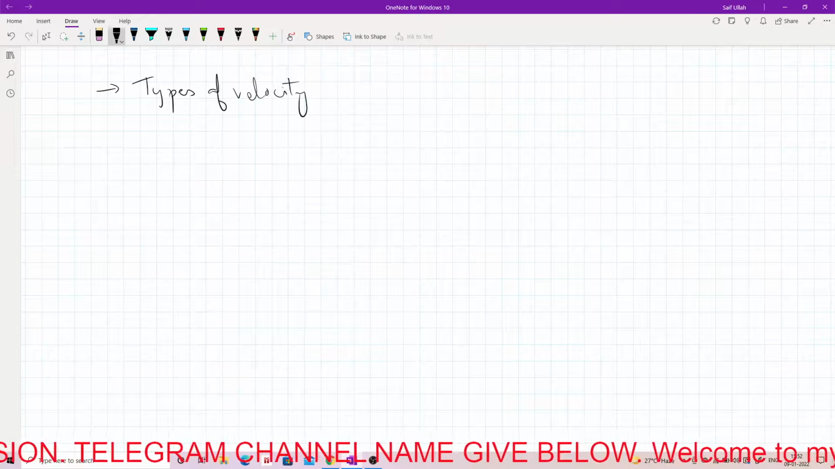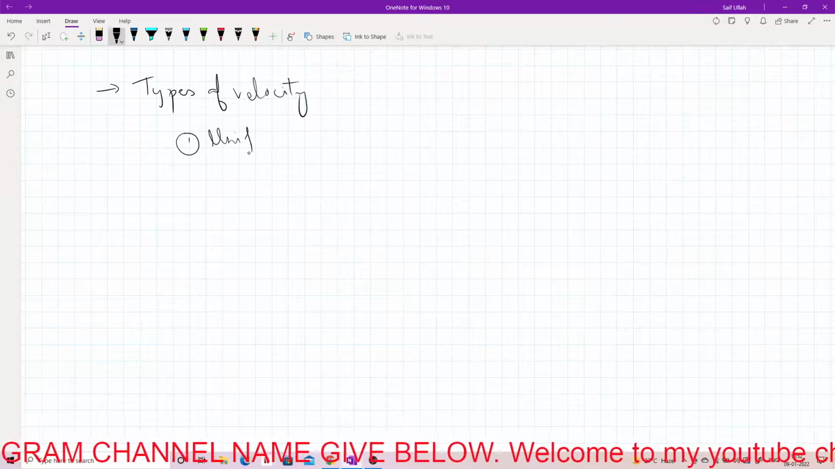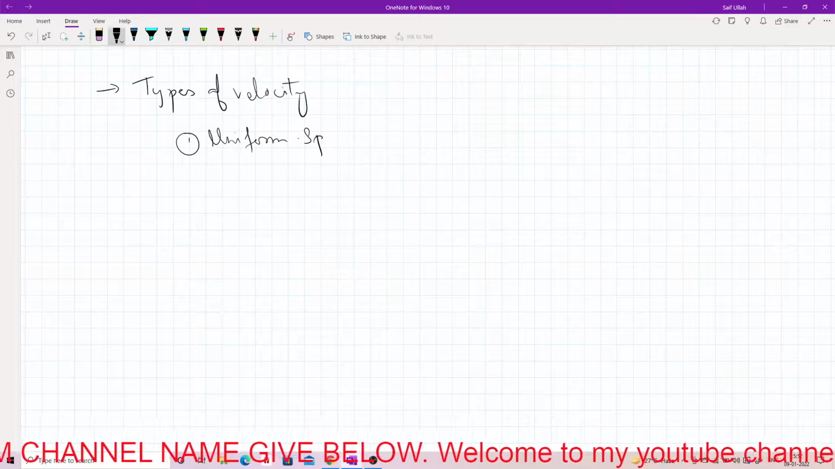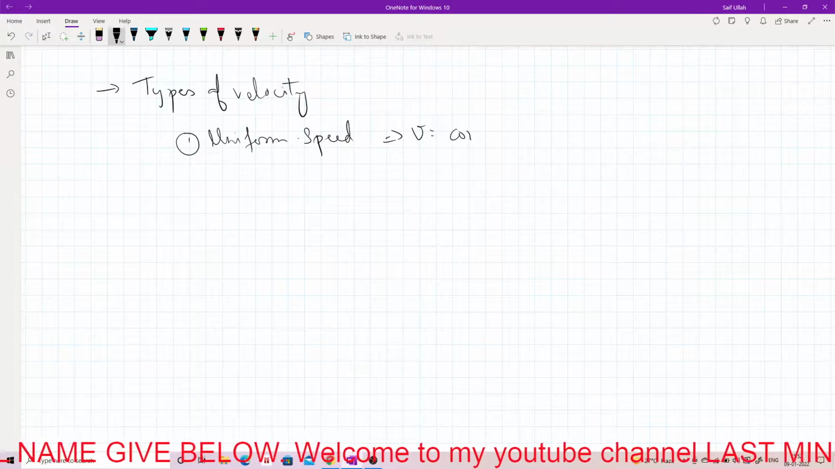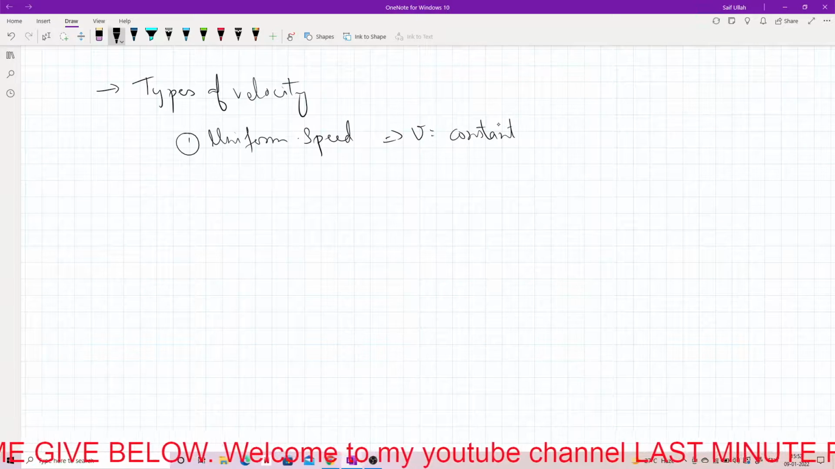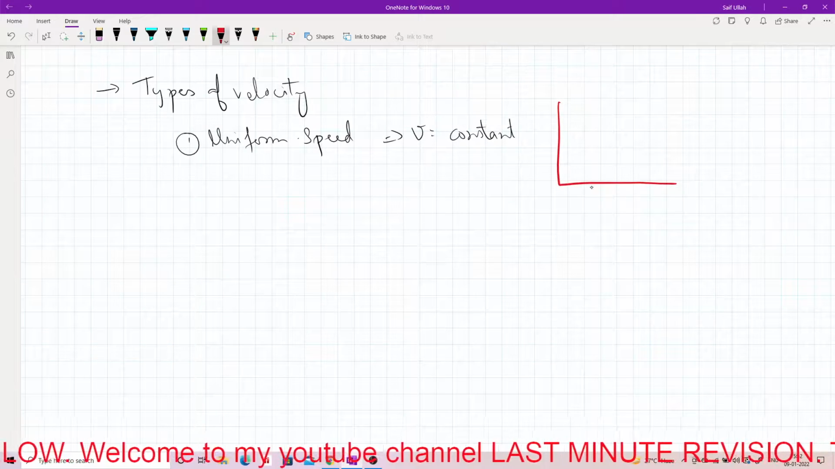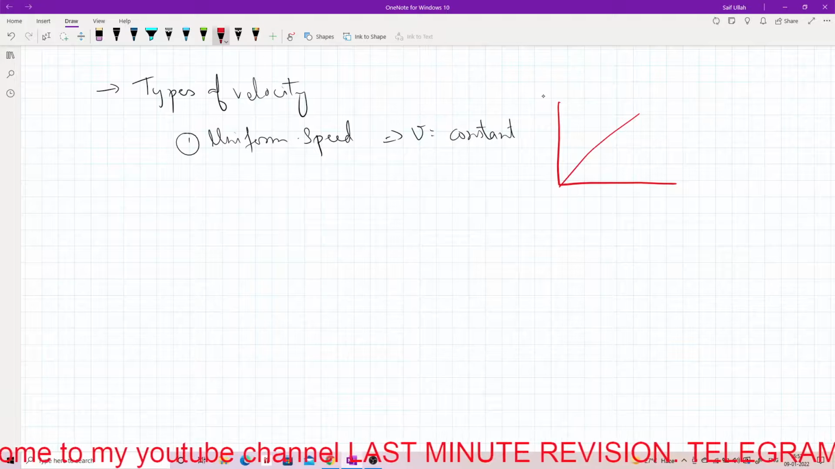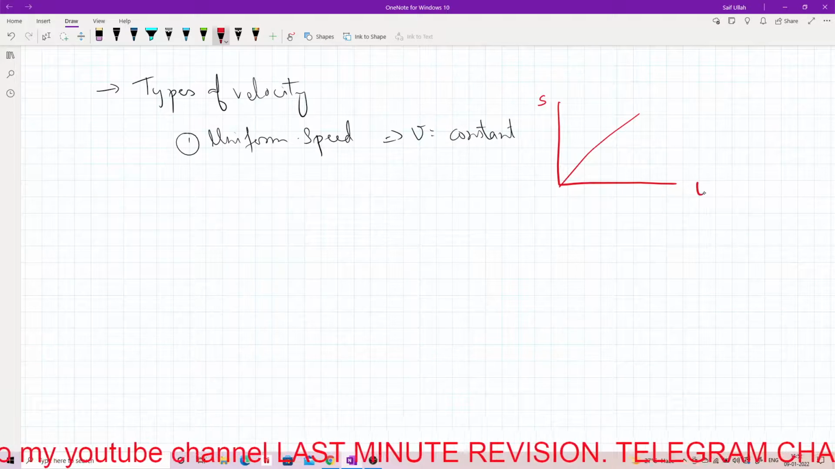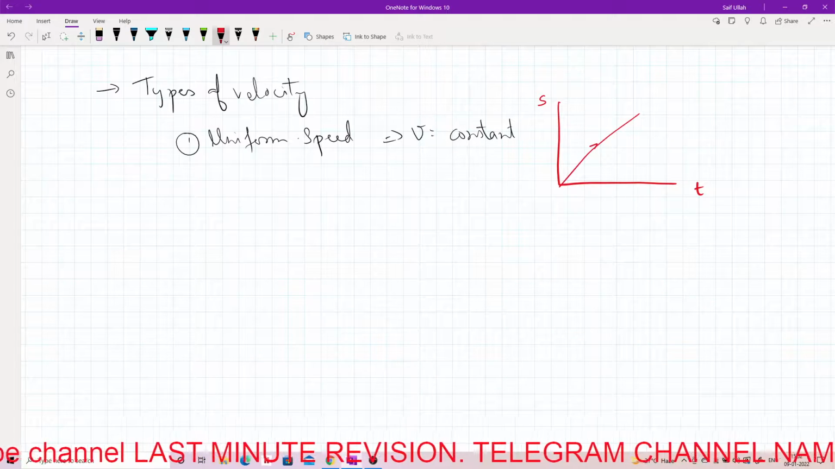Okay, what are the types of velocity? The first one is uniform speed. In uniform speed, v will be constant. Now how will you represent this? You can represent it with the help of this graph. This is distance and this is t, as you are using speed. So this straight line represents uniform speed.